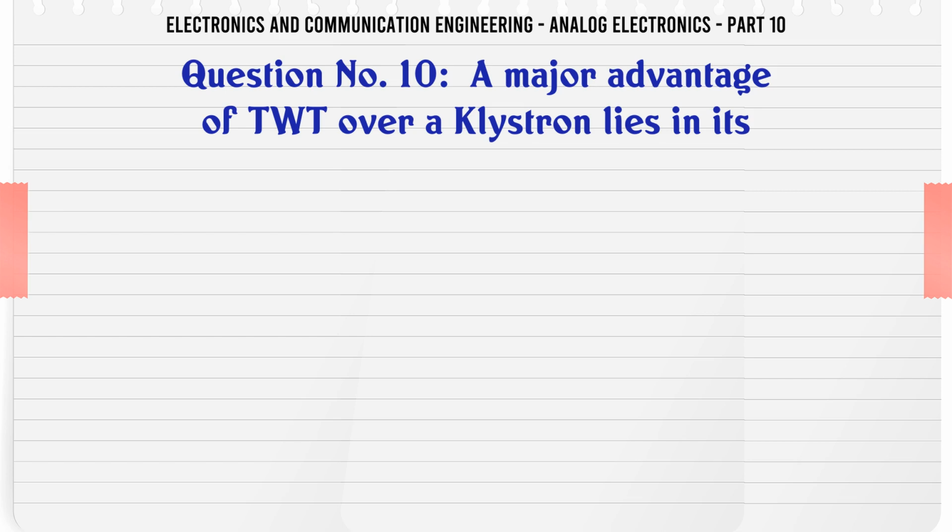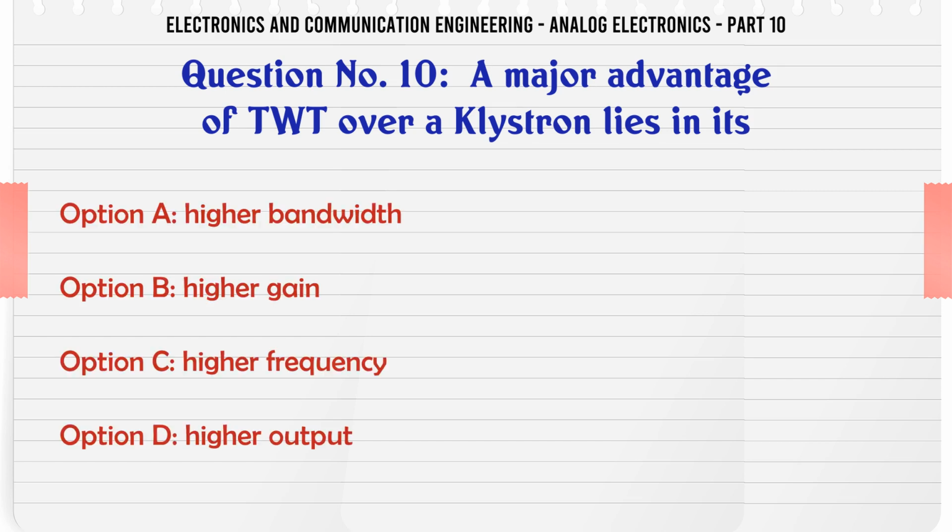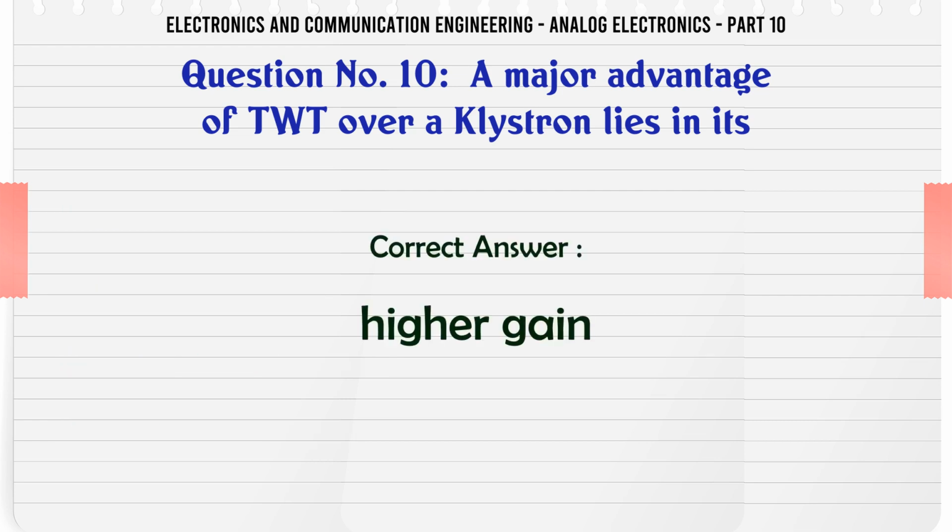A major advantage of TWT over a Klystron lies in its: A. higher bandwidth, B. higher gain, C. higher frequency, D. higher output. The correct answer is higher gain.